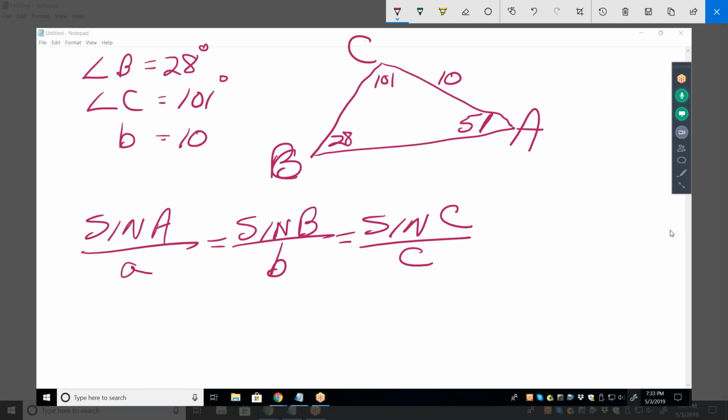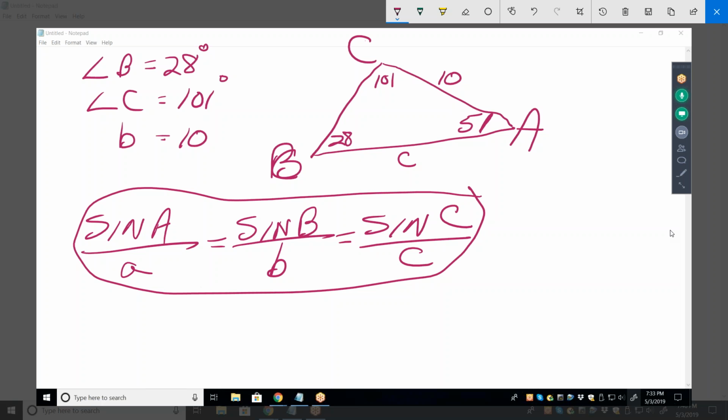So, how can I solve? Let's try to solve for little c first. So give me an equation that's going to let me solve for little c. No, that's also right triangle only. Pythagorean theorem only applies to a right triangle. No, it's using this stuff down here. Which one of those ratios do we know?